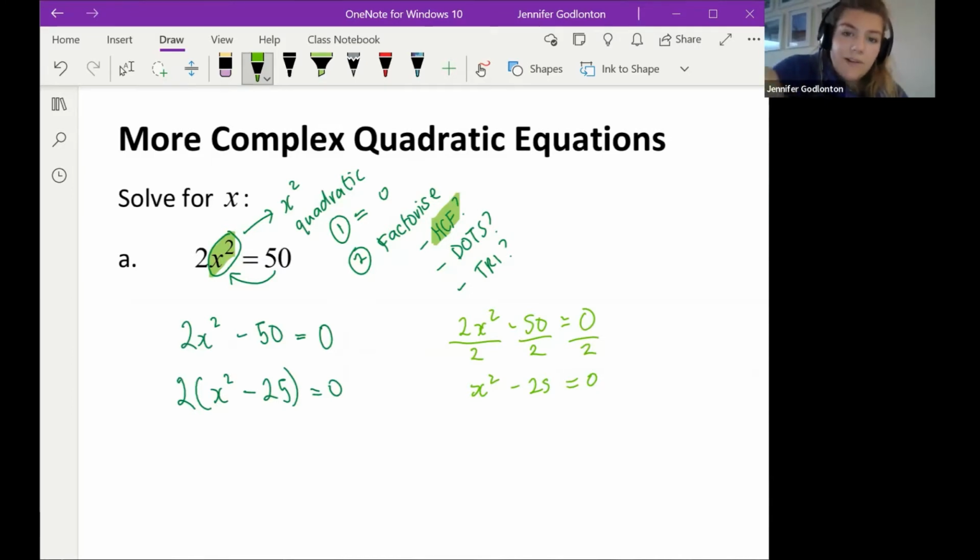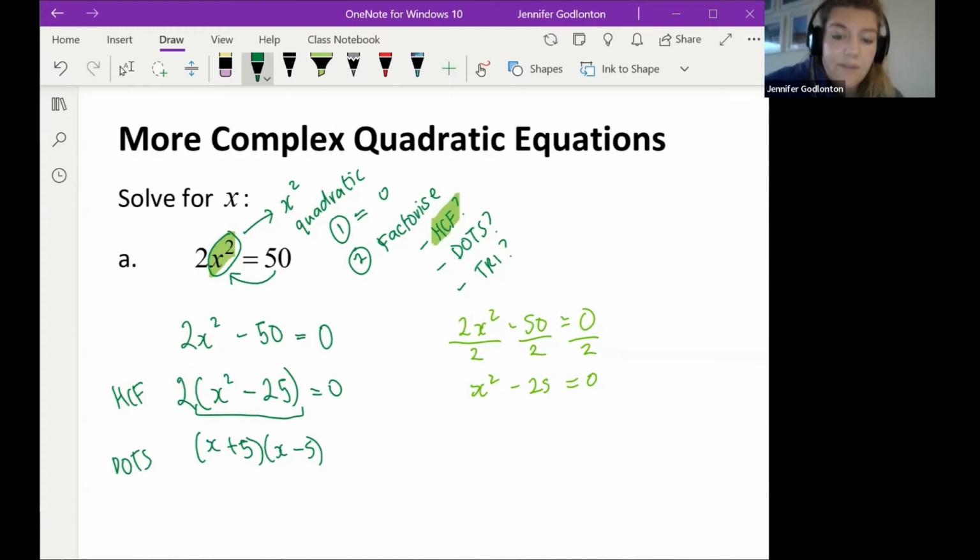So I'm just going to follow on the left over here. Now, that 2, we get to ignore it because it's just a number, so we get to pretend it's not there. And we can focus on this x squared minus 25, and we're going to do DOTS. So the first thing we did here is we took out a highest common factor. Now we're going to do DOTS. So I'm not going to write my 2, and I'm going to have (x plus 5)(x minus 5) is equal to 0. Then I'm going to say this bracket could equal 0.